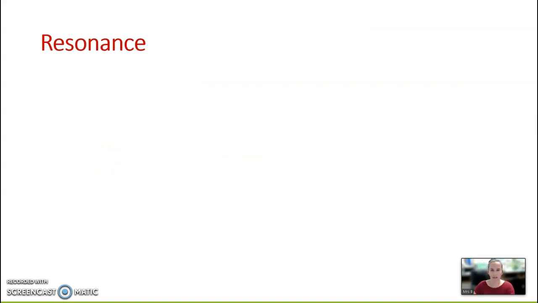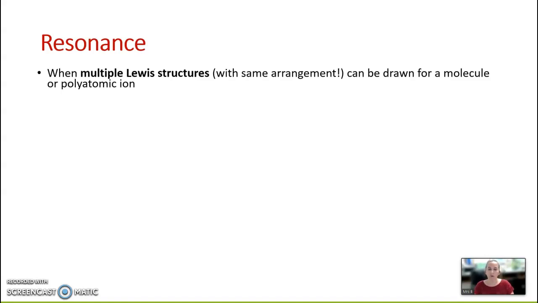So let's look at some different ways to describe resonance. The first one: when you have multiple Lewis structures with the same arrangement that can be drawn for a particular molecule or polyatomic ion. That same arrangement is really important because we don't want to confuse resonance with structural isomers. In a structural isomer, you actually have different connectivity. Like this carbon is connected to an oxygen in this molecule, but in this molecule, this carbon is connected to something that is then connected to an oxygen. They have the same chemical formula, but they're not connected in the same pattern. With resonance, we do have connection in the same arrangement, so that's really important.